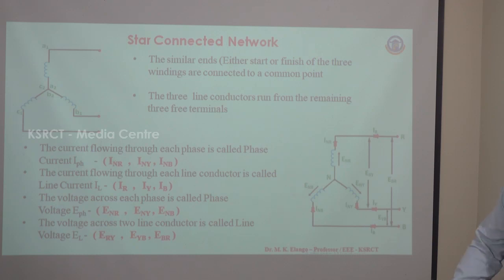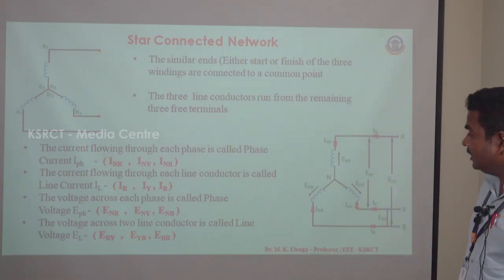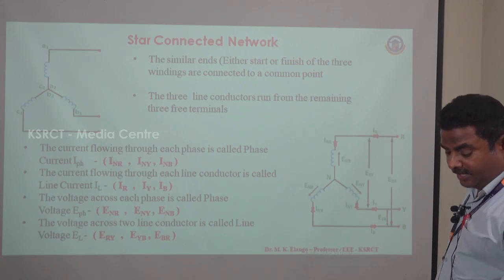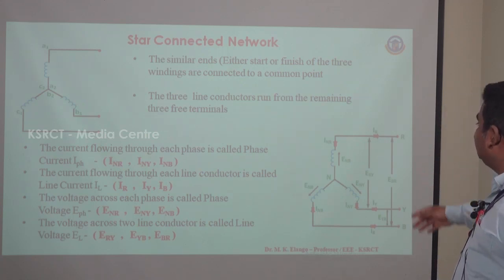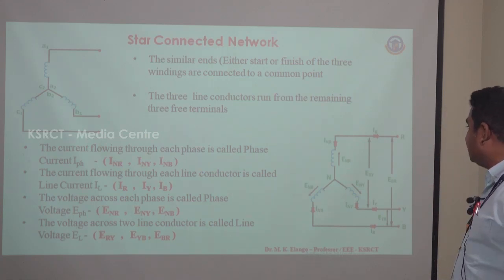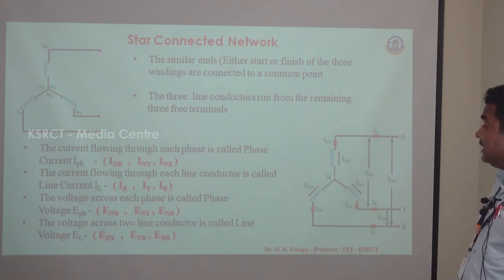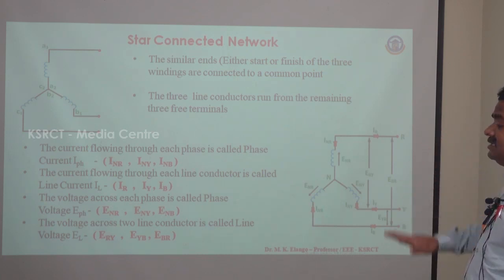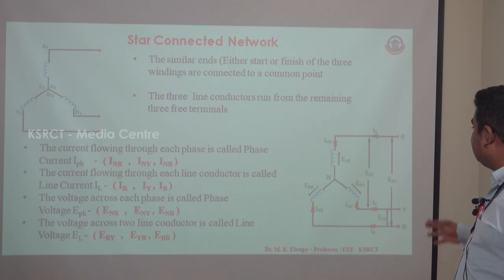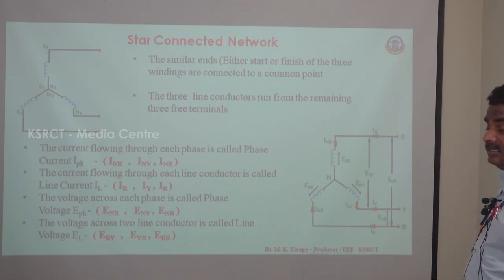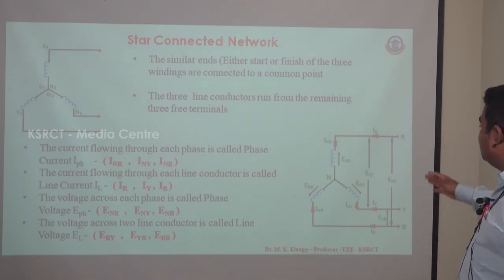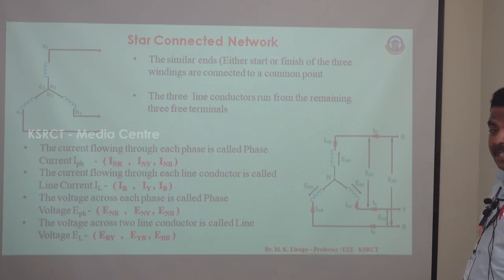And line voltage, we know that the voltage across two lines, R to Y or Y to B or B to R, represents the line voltages, right? When we look at these star connected systems, we easily understand that line current is just equal to phase current, because there are no branches in between INR and IR.